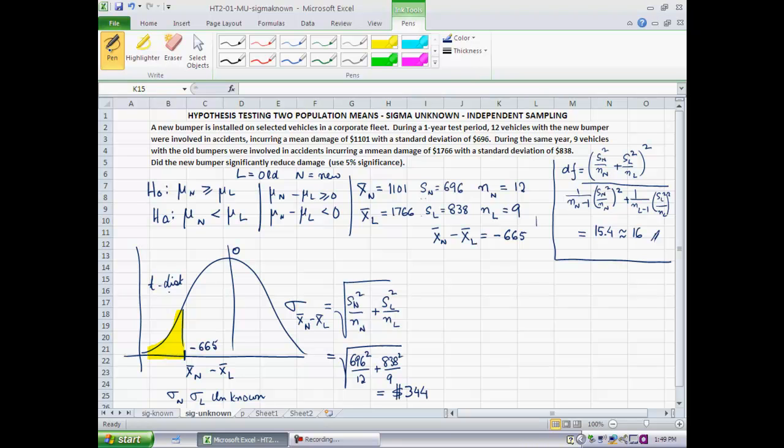You work the math out, it comes out to $344. So that is the standard deviation of x bar n minus x bar l. Now we are in a position to determine whether this difference in the sample mean, the $665, is in fact large enough or not. All I would do is normalize.